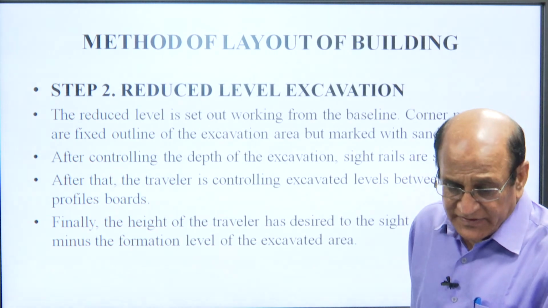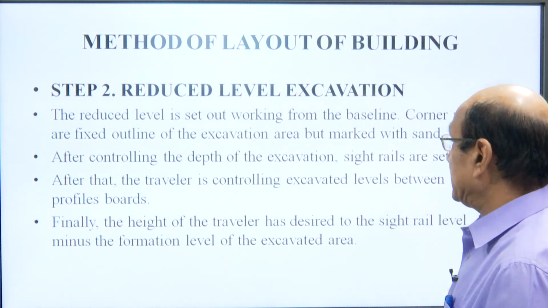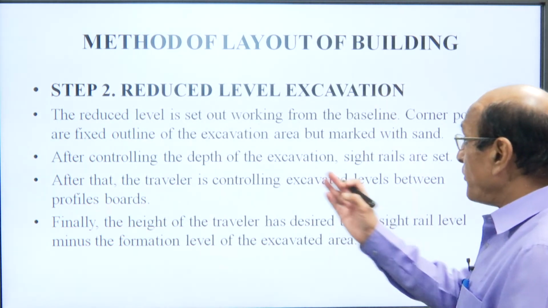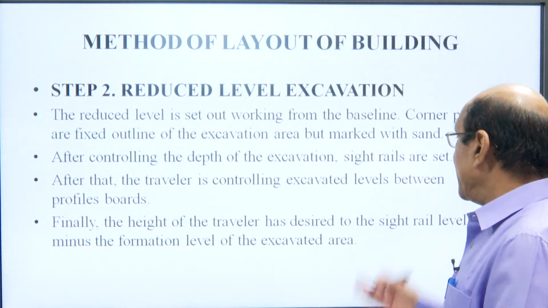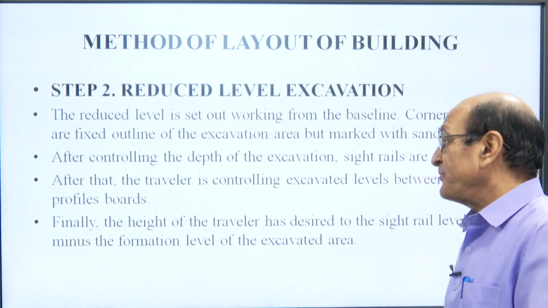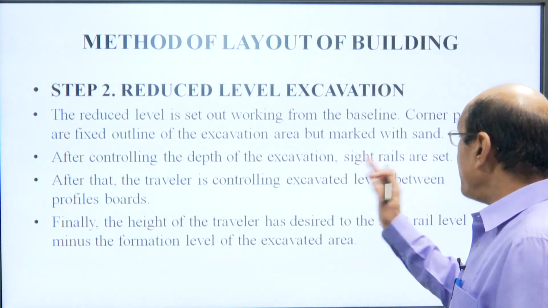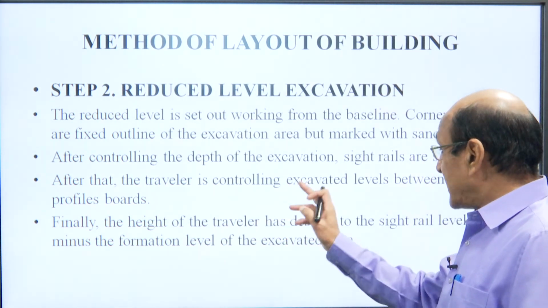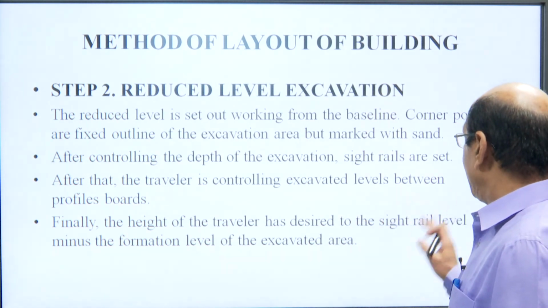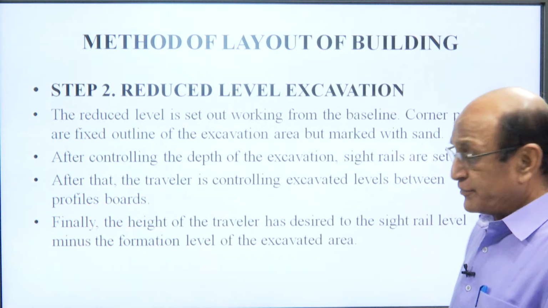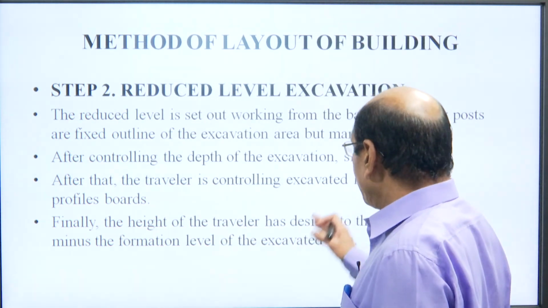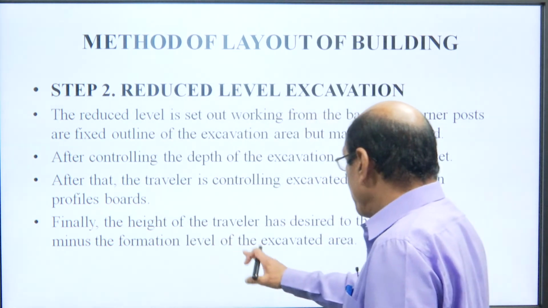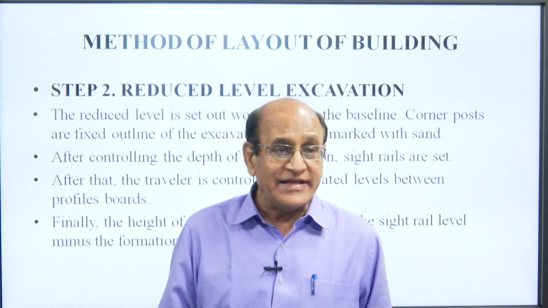The second step, reduced level excavation. The reduced level is set out working from the baseline. Corner posts are fixed on the line of the excavation area, and marked with sand. After controlling the depth of excavation, site rails are set. After that, the traveller controls the excavated level between profile boards. Finally, the height of the traveller is the site rail level minus the formation level of the excavated area.